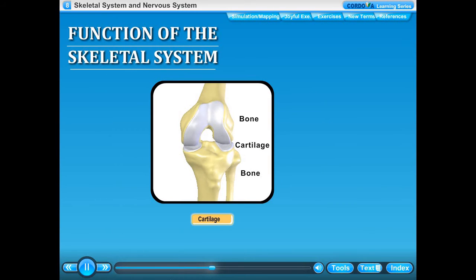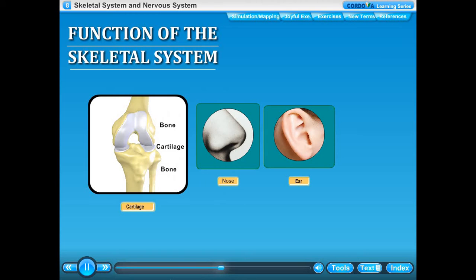Cartilage. Cartilage is a tough, elastic substance. It holds the bone in its place. It prevents the bones from wear and tear, because without it, bones will rub against each other and wear out. Our nose and ears have cartilage.